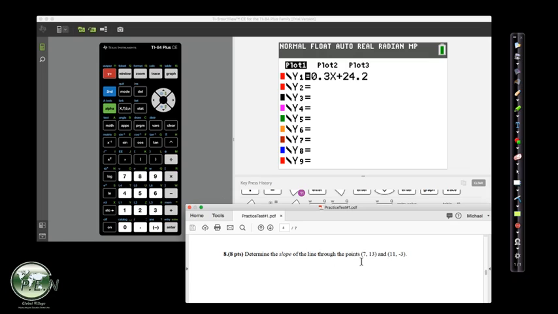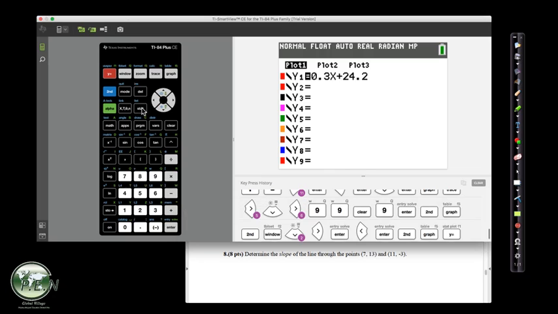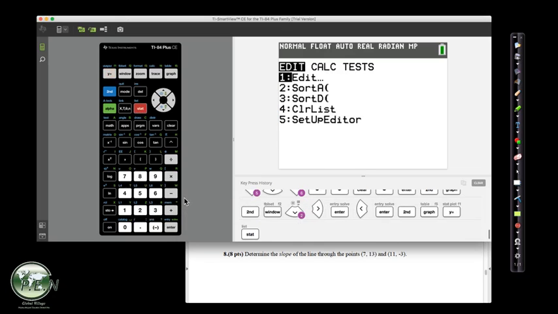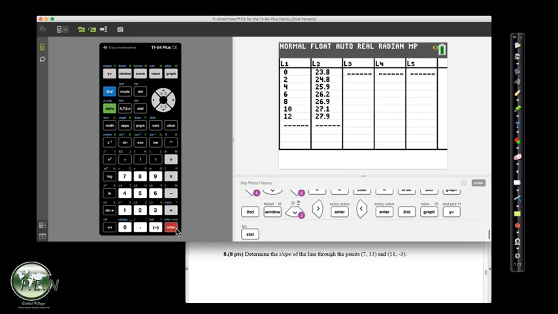We're now given a new problem. We've got 2 points and we want their slope. We can do this manually, but I want you to also get practice on your newfound calculator skills. So what we're going to do is go to Stat, Enter, and put in our data. Our data will be the x values and the y values.